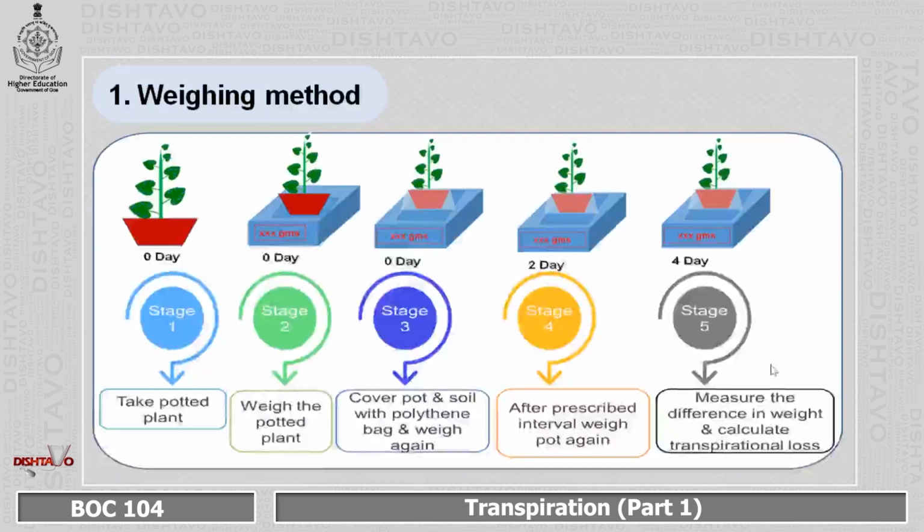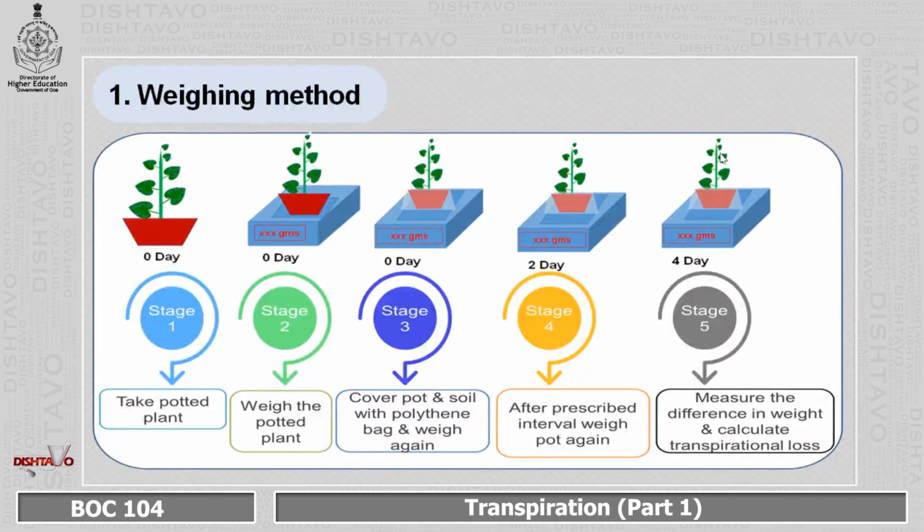Coming to the weighing method, this is a very simple experimental diagram wherein you can measure transpiration. We take a healthy potted plant, weigh it, then cover the pot completely with a polythene bag. After some interval, we weigh it again to analyze if there is any weight difference. We note down the weight of the plant, and again after a particular time interval we weigh the potted plant and see the weight difference. From day 0 till the last day, whatever differences we get in the weight of the potted plant, we can indirectly relate to the amount of water lost through the plant.